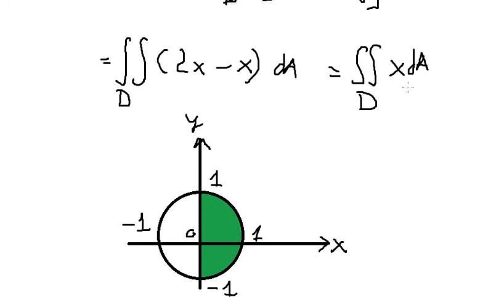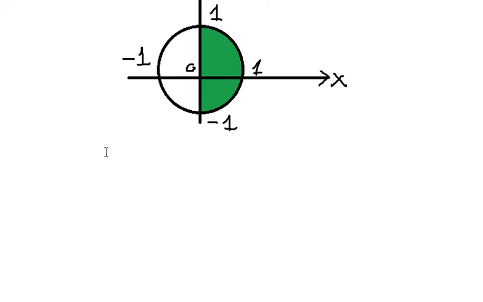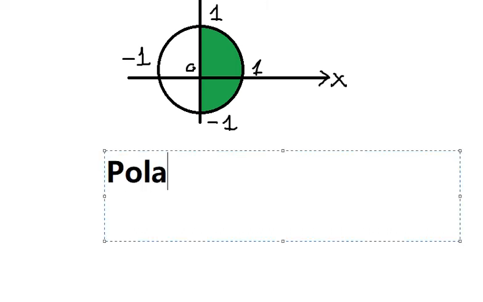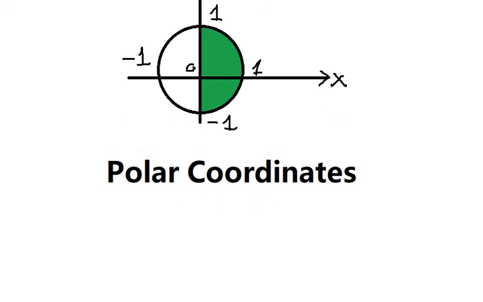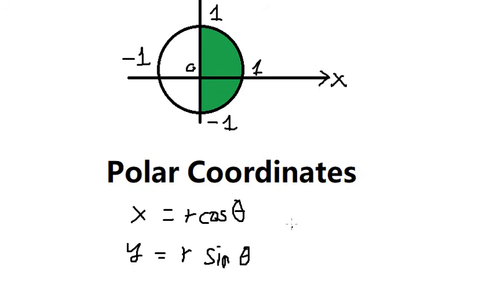So we can transform this one into polar coordinates. That means we have x equals r cosine theta, y equals r sine theta, and we have dA as r dr d theta.